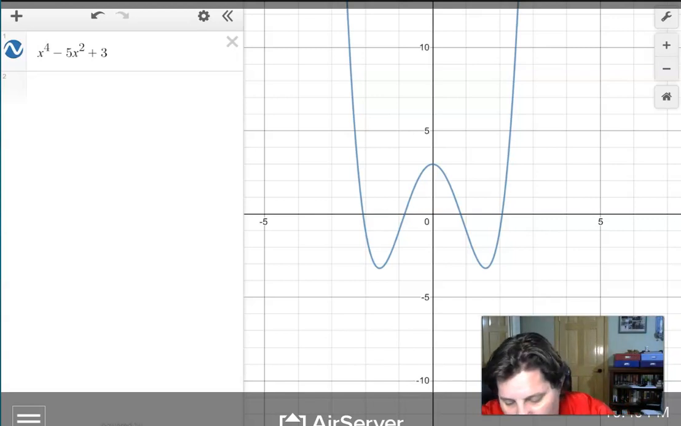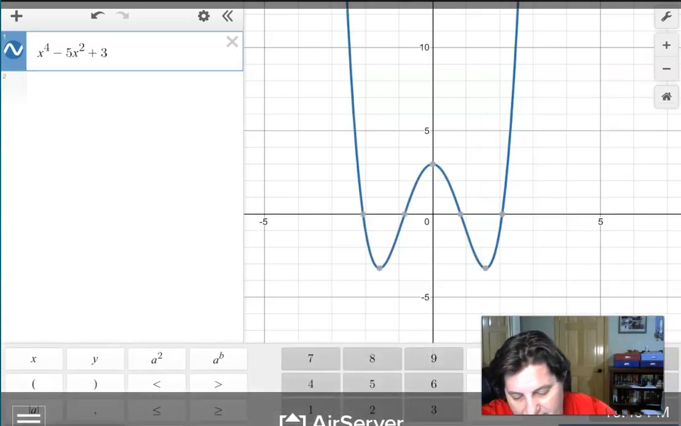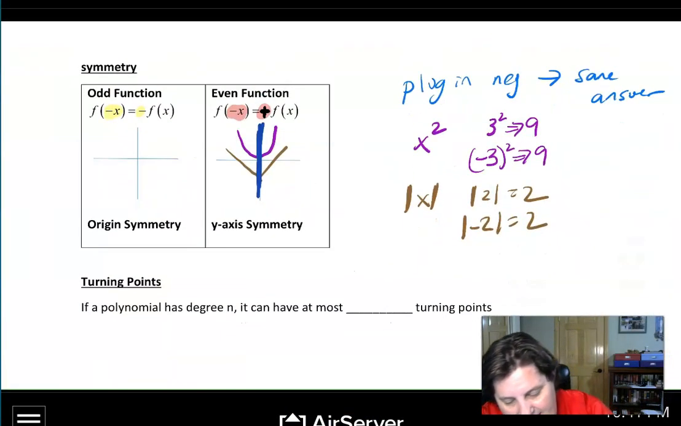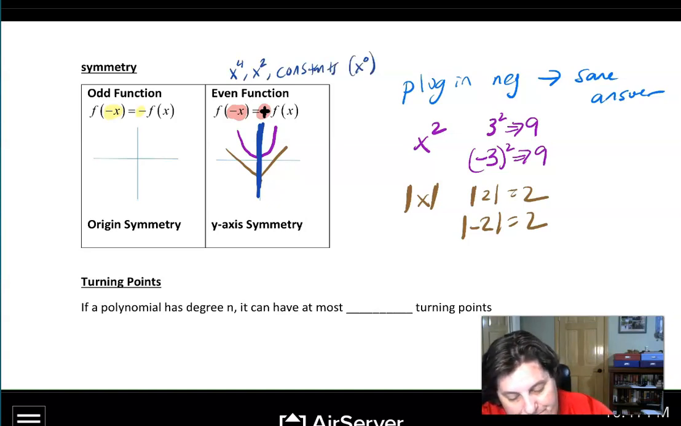Now, why is this even? Well, because x to the fourth, that's an even exponent. X squared, that's even. And this is technically an even exponent because guess what? It's x to the 0. Okay? So see how it's like 4, 2, 0? So anything that has an exponent of like x to the fourth, x squared, constants, because constants are x to the 0. Okay? Those can combine to make even functions. X to the 6th. You get the idea.